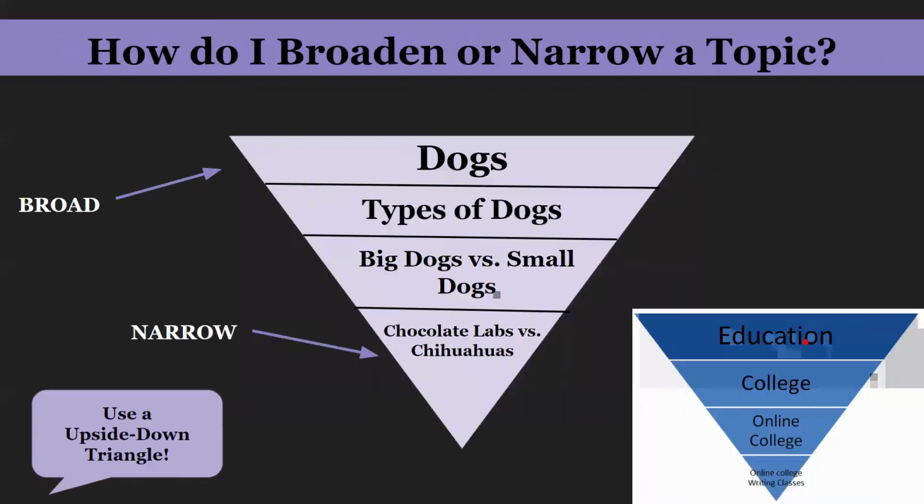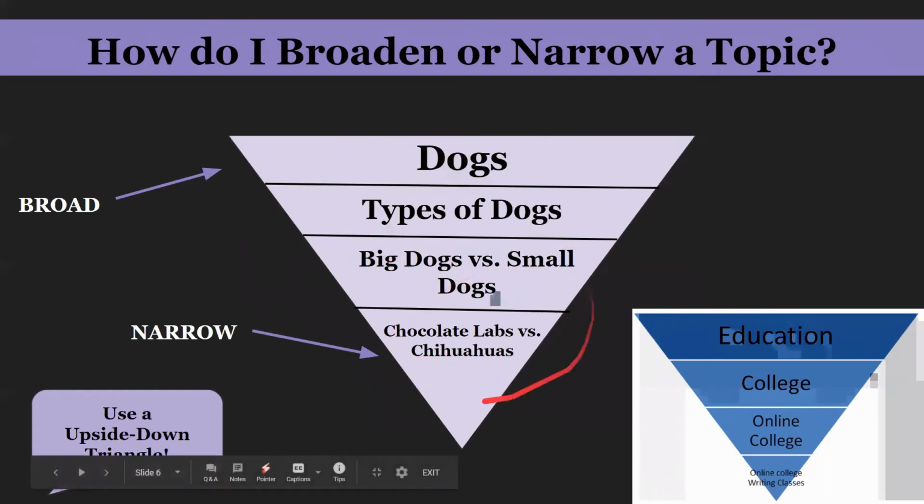All right, let's move on. So how do I broaden or narrow a topic? I did an example, as I said before, with dogs. This is too broad right here. But if we go all the way down here, chocolate labs versus chihuahuas, that's a lot more narrow, but that could be maybe too narrow though.